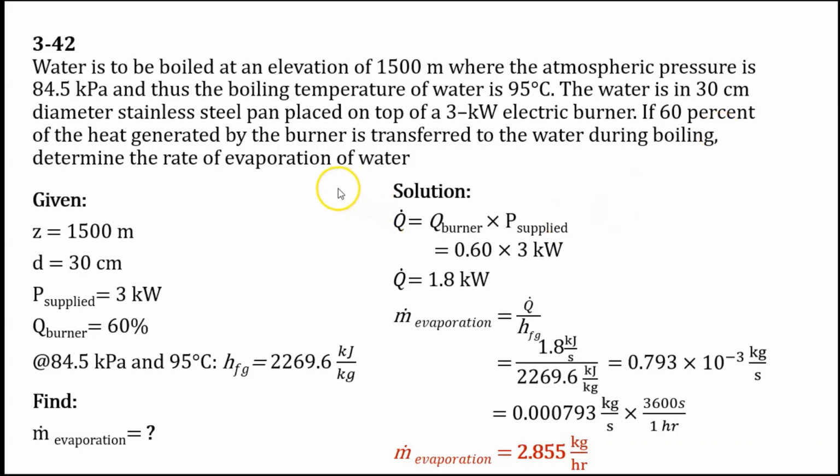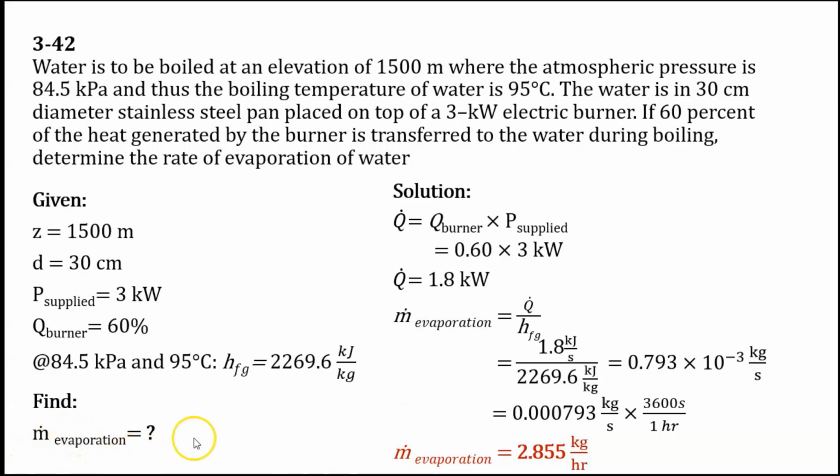Before we proceed in solving the problem, we will first identify the givens. We have the elevation, which is equal to 1,500 meters, the diameter, which is 30 centimeters, the power supplied, which is equal to 3 kilowatts, the heat generated by the burner that is transferred, which is 60%, and at 84.5 kilopascals and 95 degrees Celsius, the difference in enthalpy between the saturated liquid and vapor states is equal to 2,269.6 kilojoules per kilogram. This data can be obtained from the property table, Table A-4.